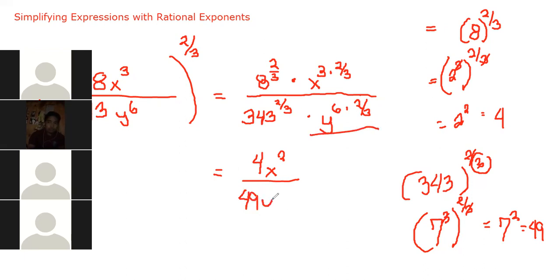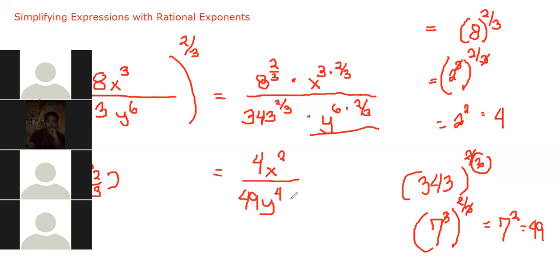Then, dito naman tayo pumunta. Magkaroon tayo ng y. Then, yung 6 times 2 over 3. Diba? 6 times 2. Kapag ganito, multiply lang natin. Multiply, divide lang ito. So, 6 times 2, that is 12, divided by 3. So, 12 divided by 3, that is 4. So, magkaroon tayo ng y raised to 4.